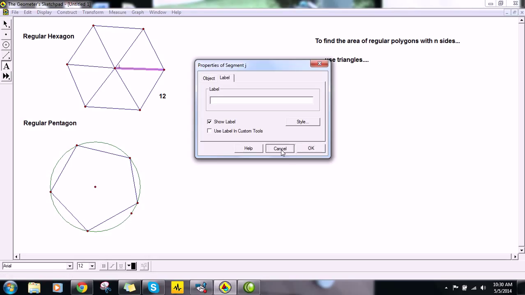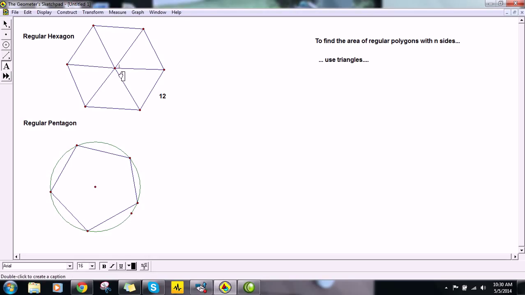So each of these central angles are all the same. They're all 60 degrees. Which is great, because now that's 60, that's 60, that's 60, that's 60, that's 60, and that's 60. All these 6 triangles are the same. So I'm going to take any one of those triangles, find the area of one, and then multiply by 6.